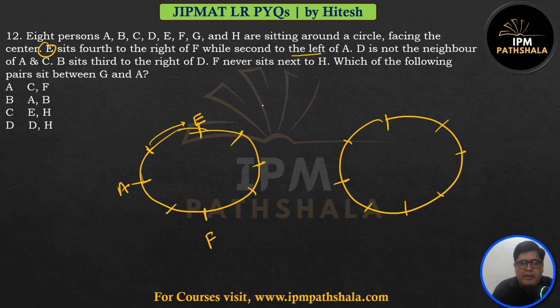D is not neighbor of A or C. This cannot be D. B sits third right of D. So see, this can be D. If this is D, this is first, second, and third right. This becomes B. No, not possible. If this is D, first right, second right, third right, this becomes B, which is possible. So this is the only position for D.